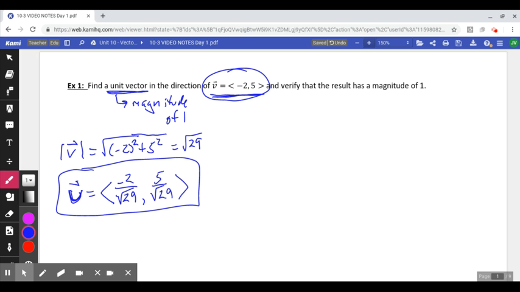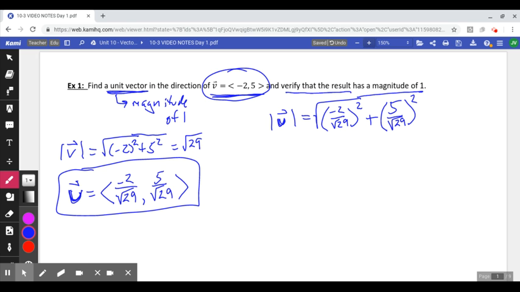And we're actually asked to verify that result here. So let's try to find the magnitude of vector u. I know that kind of looks like a v. That should be a u. To do that, we're just going to take the square root of negative 2 over root 29 squared plus the y component, which is 5 over root 29 squared, and we hopefully should get 1 out of this.